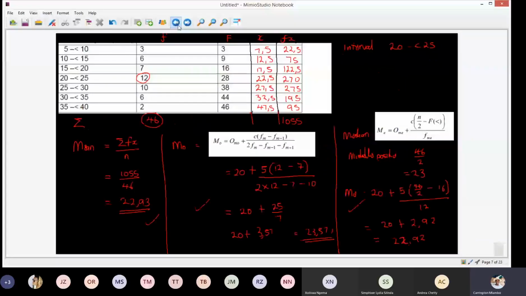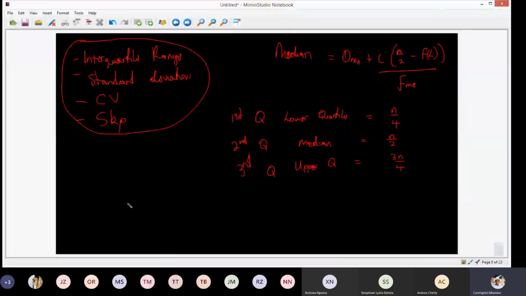So what is changing in the formula, I will show you here, is this part only, the N over 2. If it is the first quartile, your N is what? N over 4. If it is the third or the upper quartile, it is now 3N over 4. That's what is changing. That's why I'm giving it as homework. So interquartile range, we are simply saying your answer in Q3 minus Q1. Then you get your interquartile range, right?